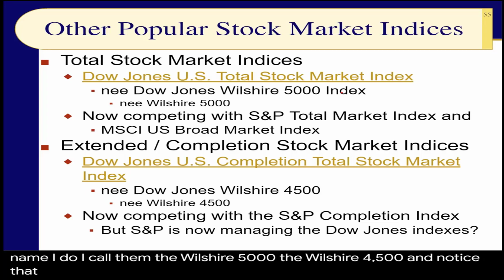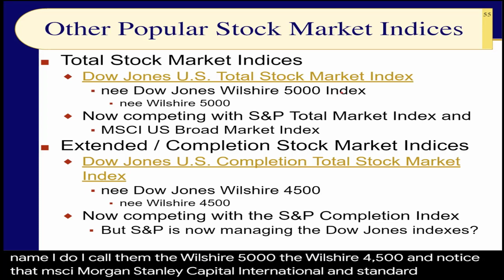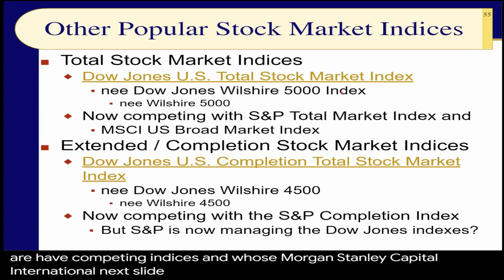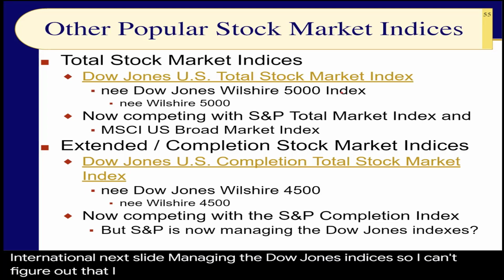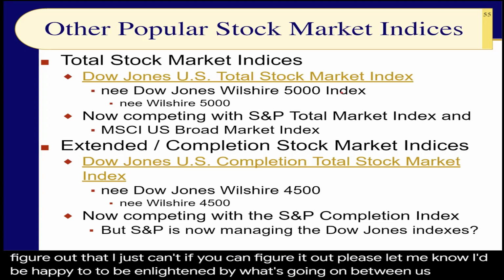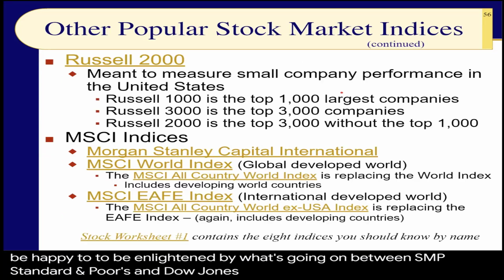And notice that MSCI, Morgan Stanley Capital International, and Standard & Poor's have competing indices. And who is Morgan Stanley Capital International? Next slide. But S&P is now managing the Dow Jones indices, so I can't figure out that. I just can't. If you can figure it out, please let me know. I'd be happy to be enlightened by what's going on between S&P, Standard & Poor's, and Dow Jones.